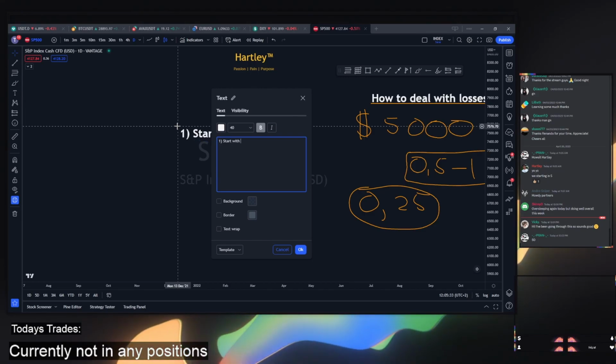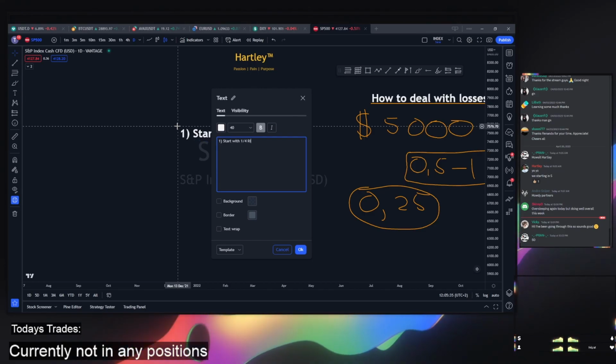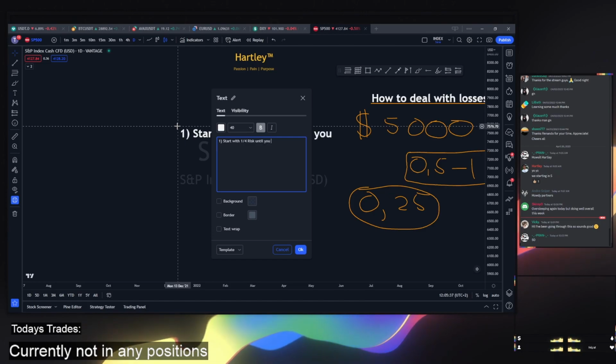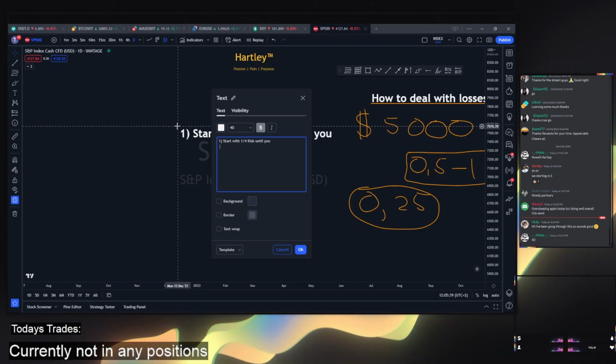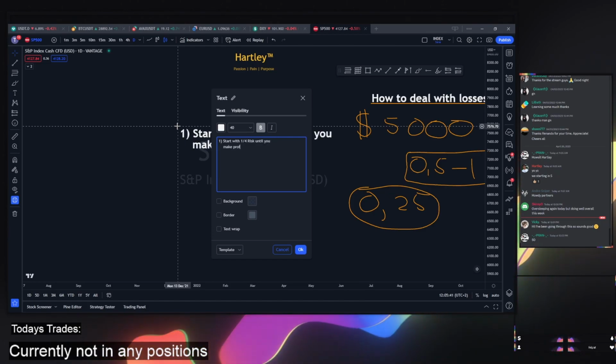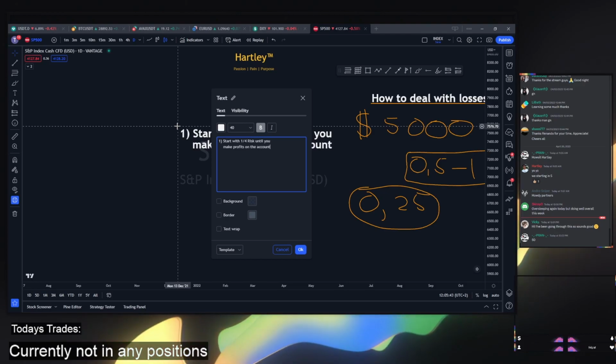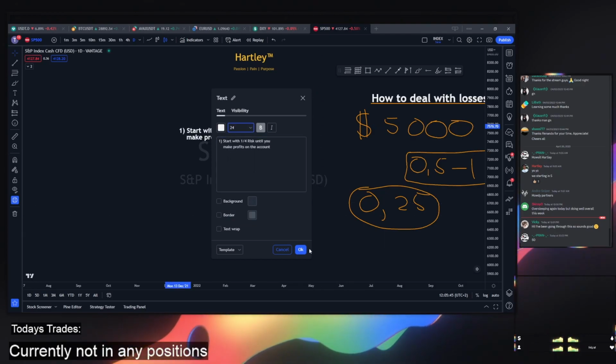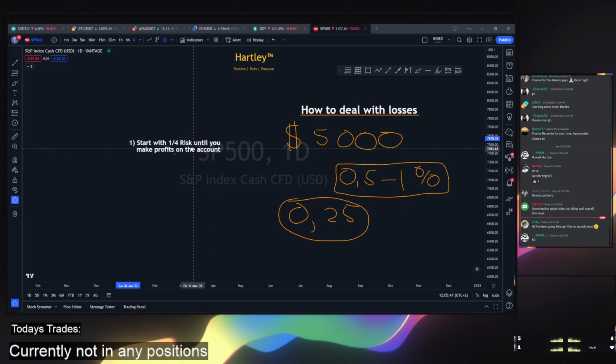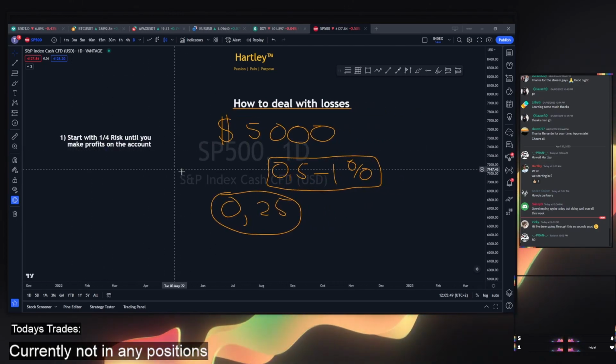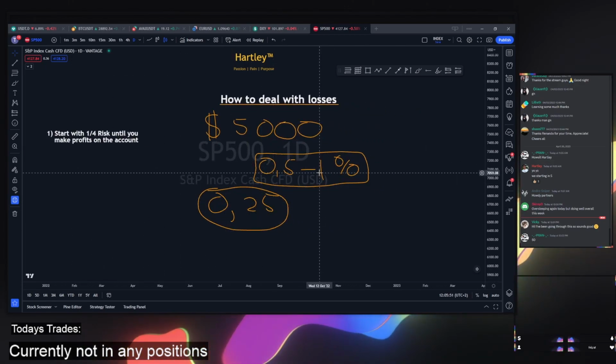Start with quarter risk until you make profits on the account. Okay, let's make this a little bit smaller, make it 24. There you go. Number 1, start off with a quarter risk until you make profits on the account, right? A quarter risk of whatever it is, right?